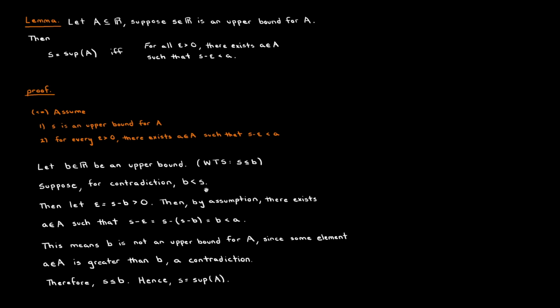And so this contradiction arose because of this assumption that B is strictly less than S. And so therefore, it must be the case that S is actually less than or equal to B, which is exactly what we wanted to show. And so therefore, S is indeed the supremum of A, completing the other direction.